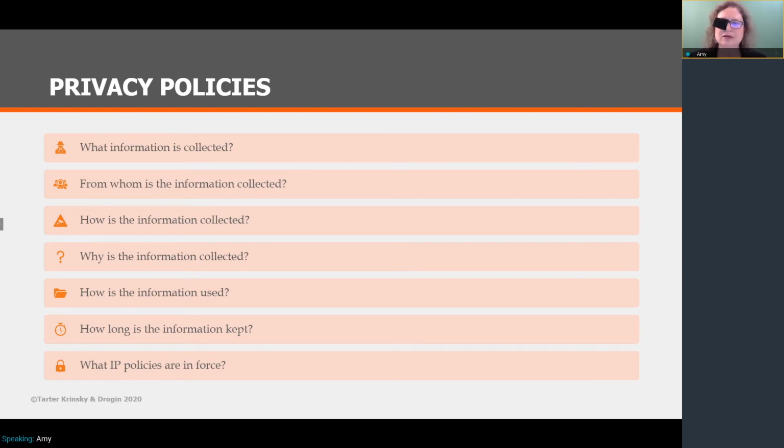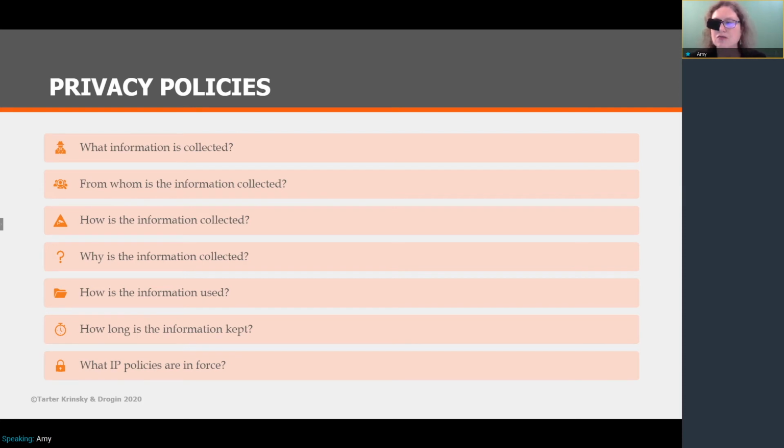Now, looking at your privacy policies, these are the questions that you should be asking. What information is being collected? From whom is the information being collected? So consumers, vendors, prospects. How are you collecting that information? Do you have a contact form on a mobile app or a website, or even via hard copy? Why are you collecting that information? What do you intend to do with that information? Are you going to send more marketing material? Are you going to share that information with business partners of yours? Are you going to sell that information? How long are you keeping the information? And what intellectual property policies are in force?